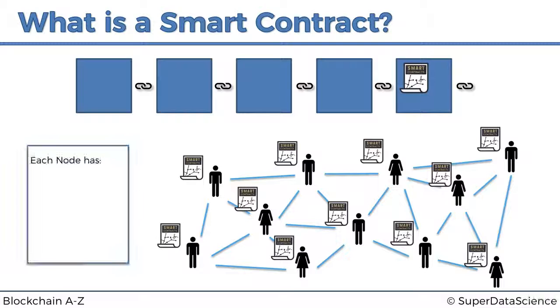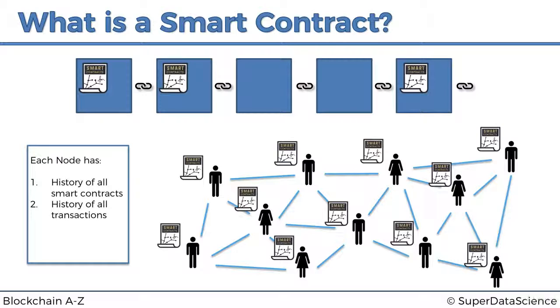And so each node has the history of all smart contracts. If there were any previous smart contracts, they will be present on every node, just because of the nature of the blockchain: the whole blockchain gets copied to every machine. So that means all the smart contracts will be on every machine. There'll be a history of all transactions, as we know. If there were any transactions before, and there were tons, they will also be on every node.